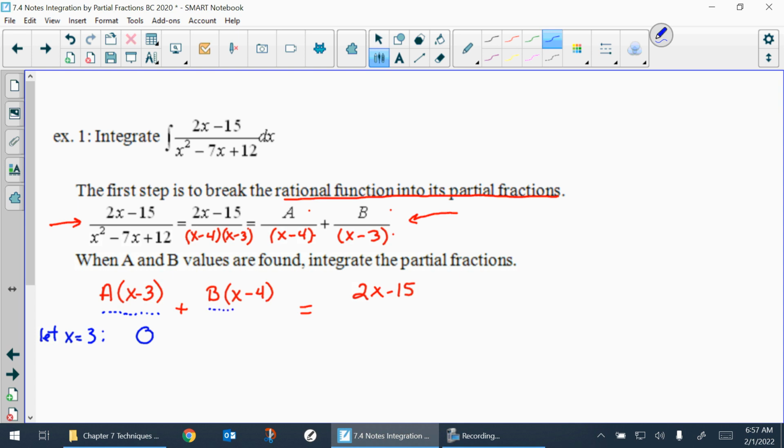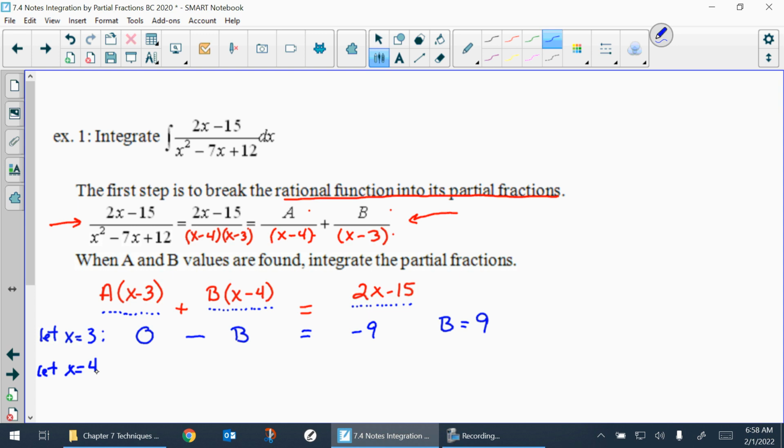And this piece of the puzzle here, if x is 3, 3 minus 4 is negative 1, I'm going to have this. And if x is 3, 6 minus 15, so I know the value of b is going to have to be 9. I could use matrices. There's different ways of doing this, but I do believe this is the most efficient way.